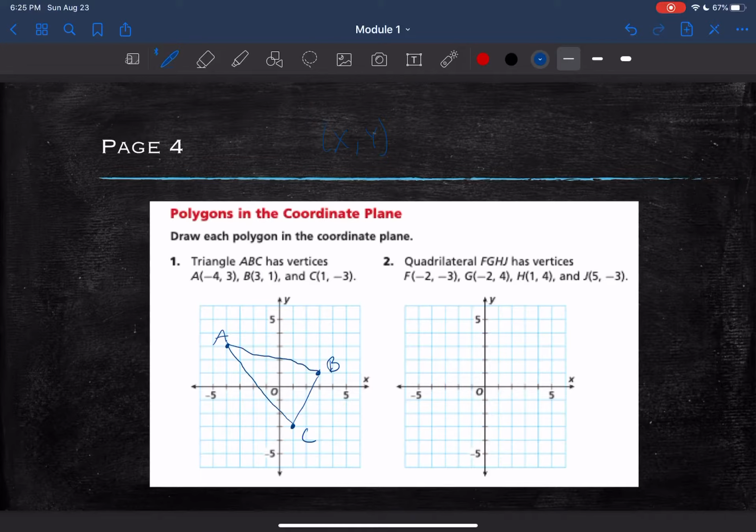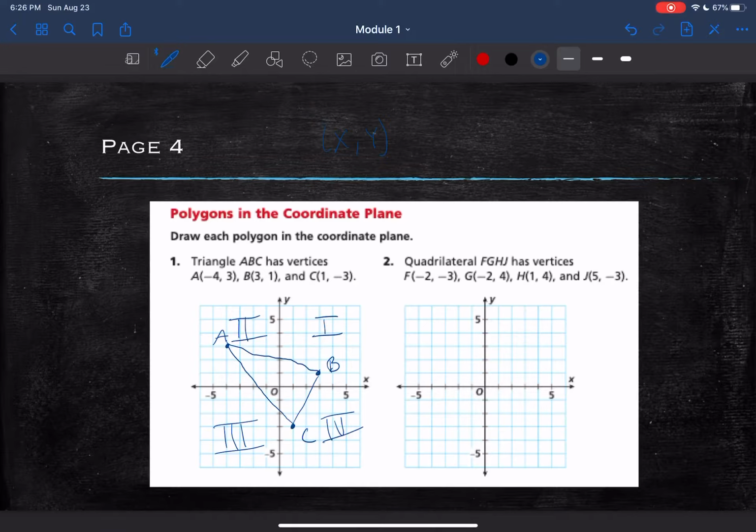Next thing I want to just refresh us on is the quadrants. So point B is in quadrant 1. A is in quadrant 2. There's nothing in quadrant 3. And C is in quadrant 4. So that's a little quick recap of what we covered in the last lesson.